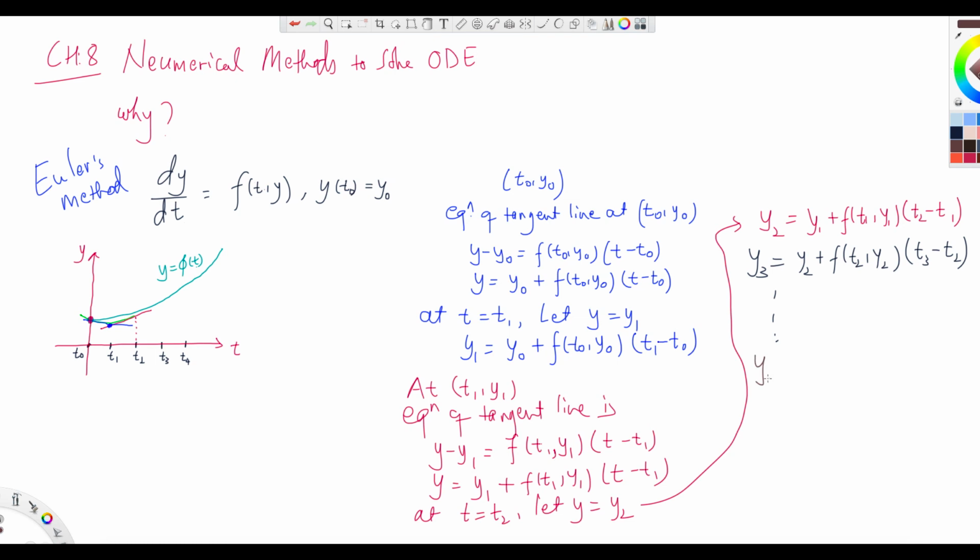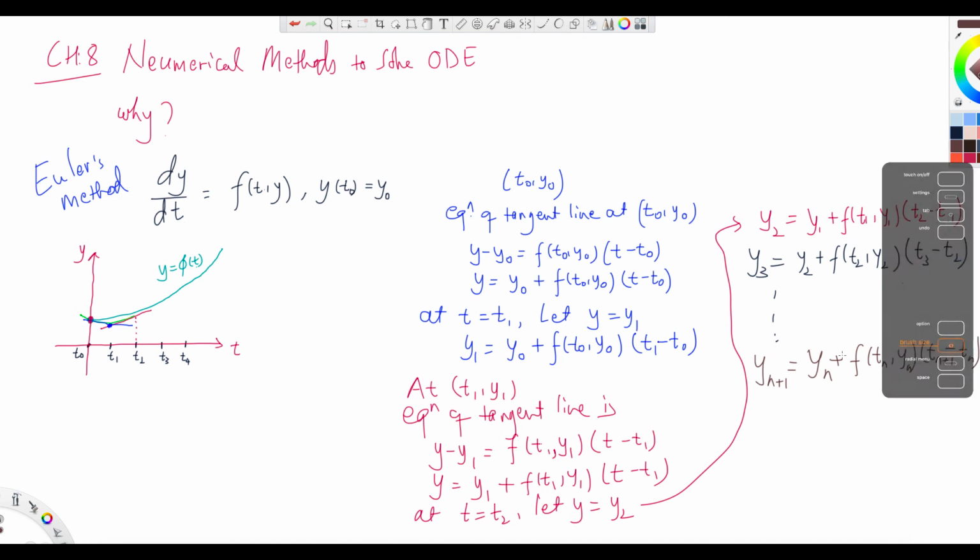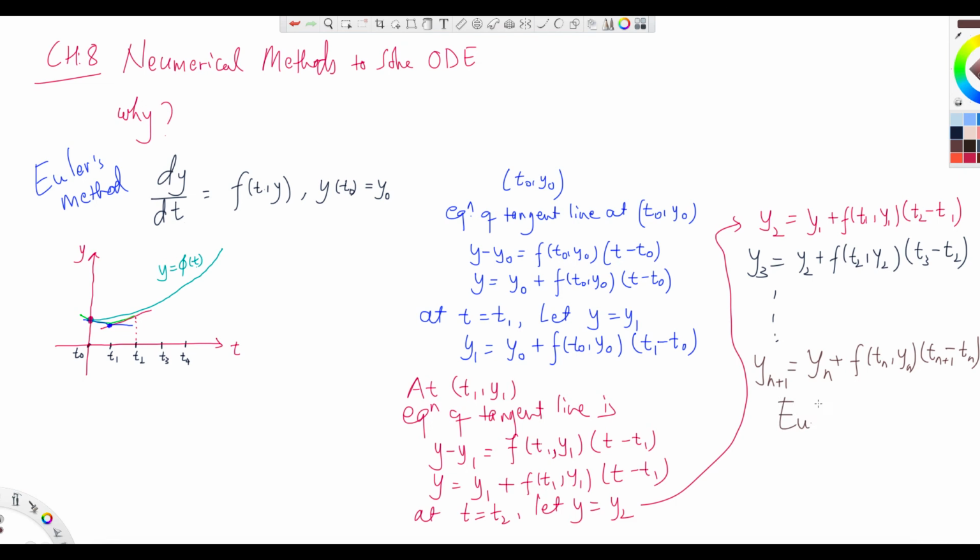If I write y_{n+1}, how does that look? It will look like yn plus f at tn comma yn, and then times t_{n+1} minus tn. You see that? This is called Euler's formula.